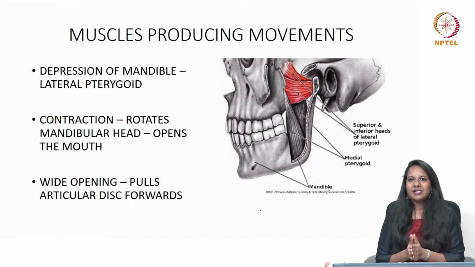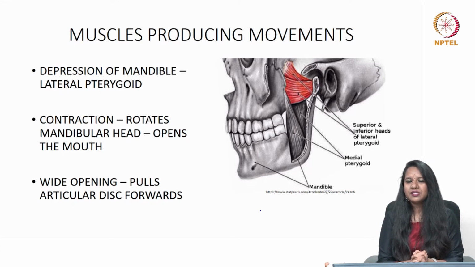Now, moving to the muscles. These were the movements of the mandible, that is protrusive, retrusive, depression and elevation. So, what are all the muscles causing these movements? Depression of the mandible, that is opening of the jaw, is mainly taken care by the lateral pterygoid muscle.